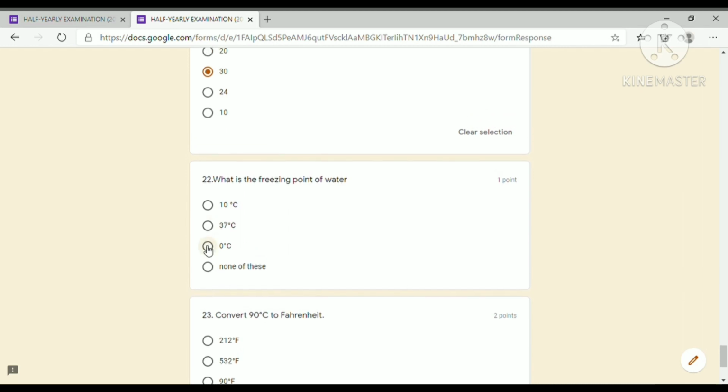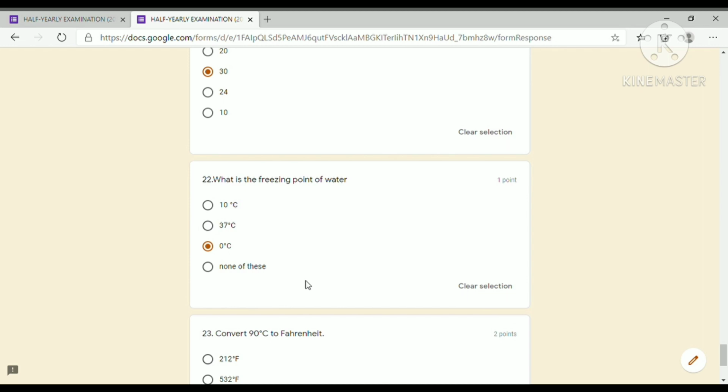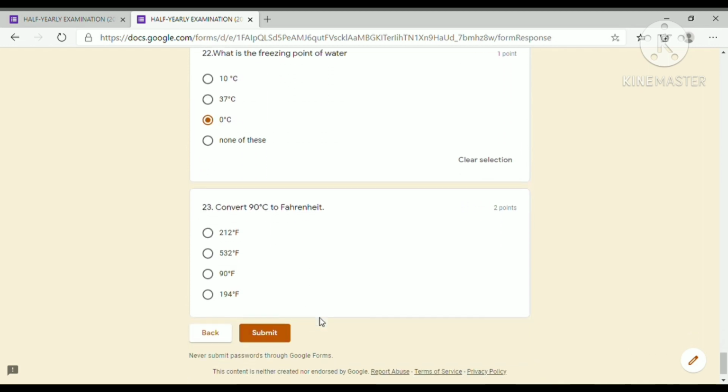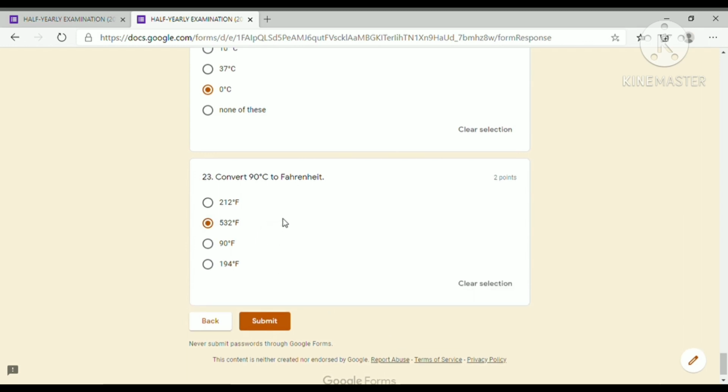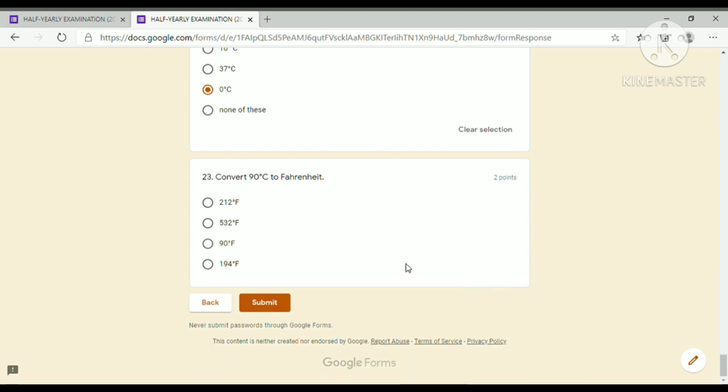And the last question is, convert 90 degrees Celsius to Fahrenheit. Now here we have to convert degrees centigrade into Fahrenheit. So we have to apply the formula. In order to convert into Fahrenheit, degree Fahrenheit is equal to 9 by 5 into C plus 32. So degree Fahrenheit is equal to 9 by 5 into 90 degrees Celsius.